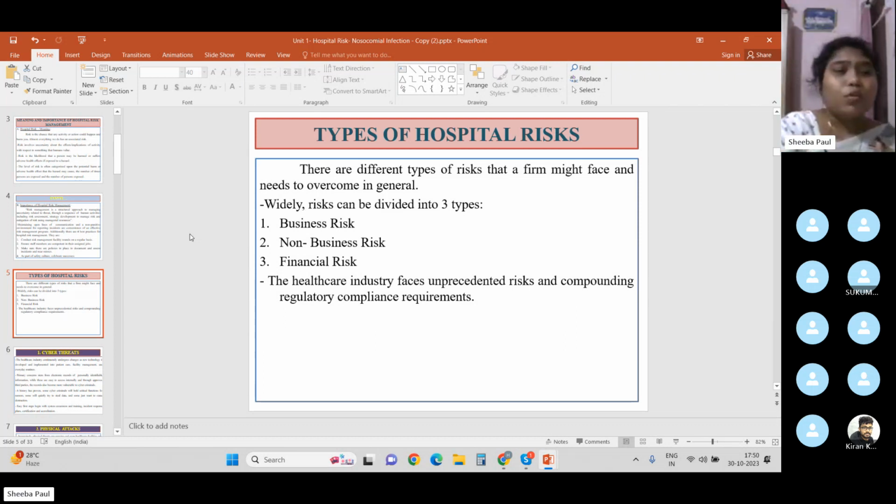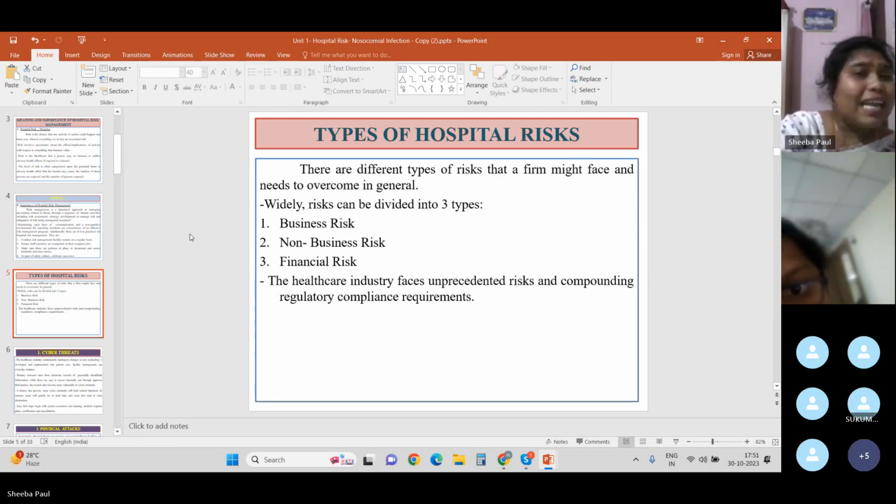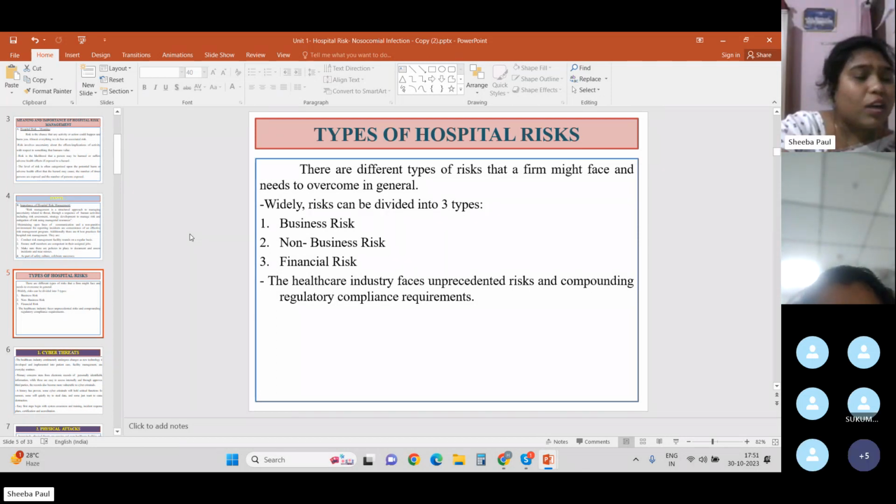Whatever I have discussed in the previous slides was about how risks are caused and how we can prevent risk, what the actual meaning is. But now when I'm talking about types of hospital risk, there are 3 major things: business, non-business, and financial. Can anybody give me an example for each one of them? It is very much logical. Just think and give me an example.